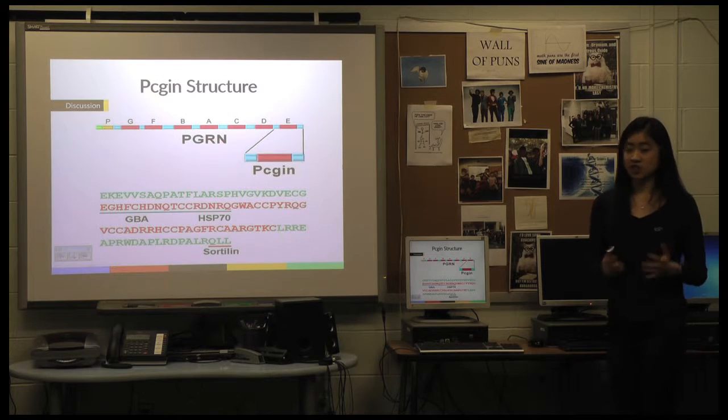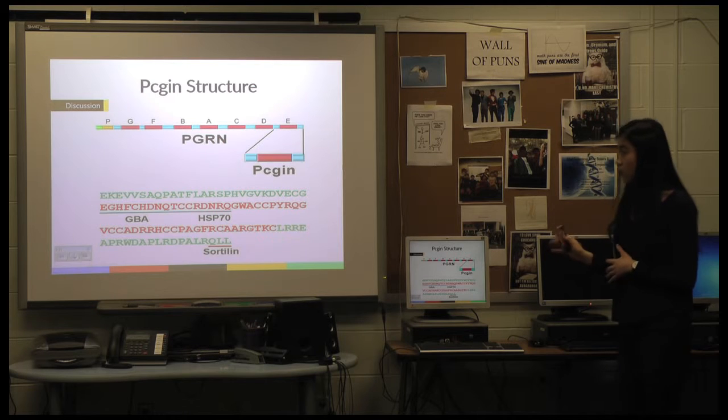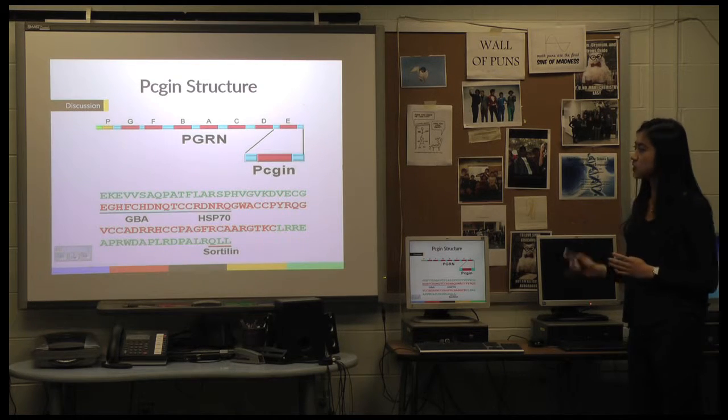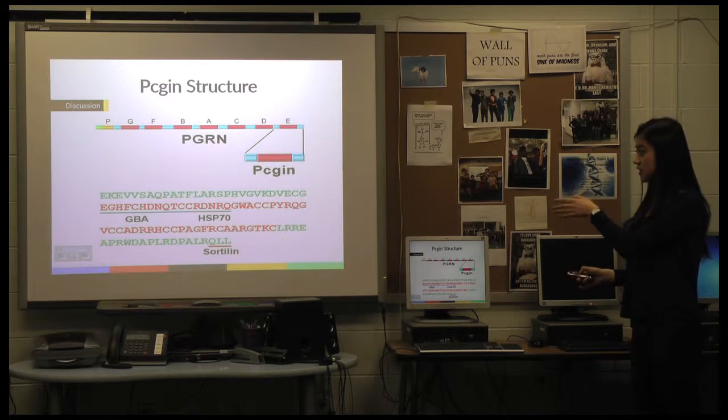So why PC-GIN ideally works is our hypothesis. PC-GIN is 88 amino acids in length. Its three most important components are its binding motifs to GBA, of course, and to HSP70 and sortilin.